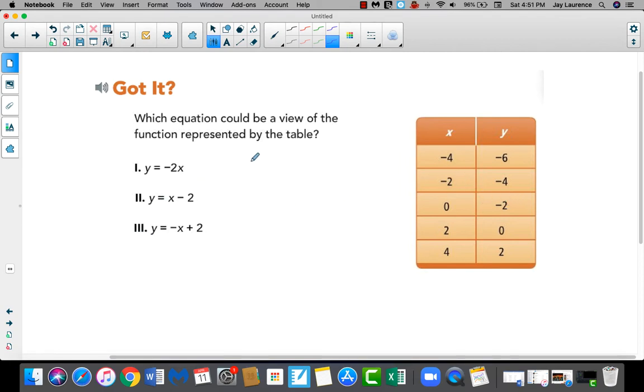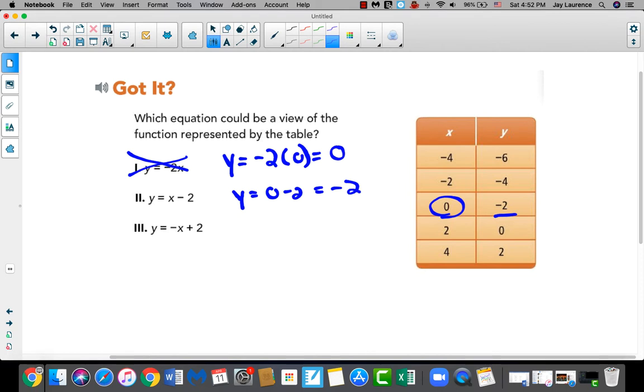For example, number 1. I love working with 0 because 0 makes my life so much easier in math. If you don't think of 0 as a number, you really need to. If I substitute 0 in for x, what's my output? Well, 0, of course. Is this 0? There we go. That can't be the one. So I'm going to substitute 0 in. And when I substitute in number 2, I get y equals 0 minus 2. And 0 minus 2 is -2. Hey, I like that one.